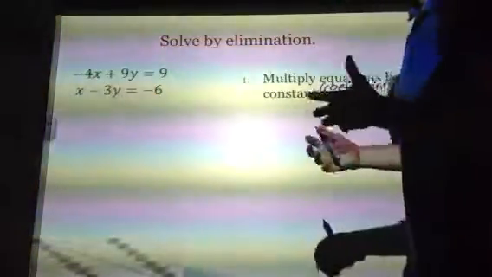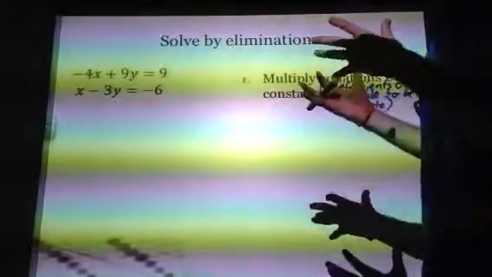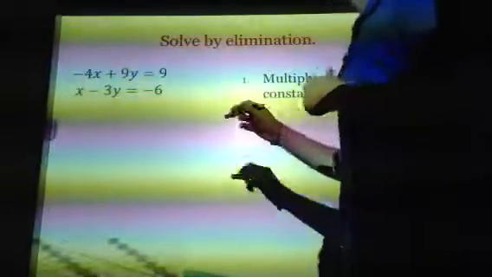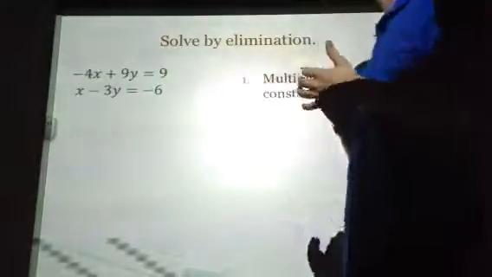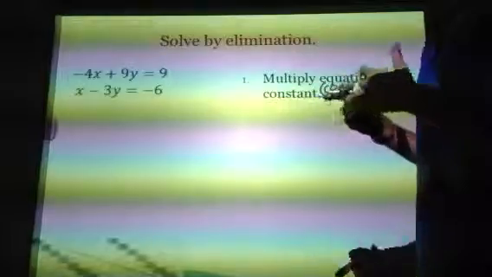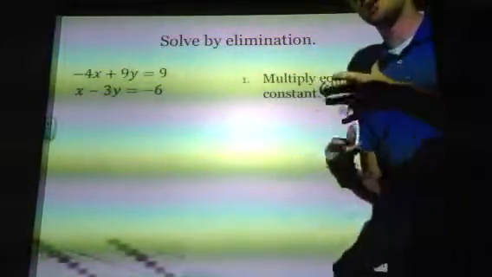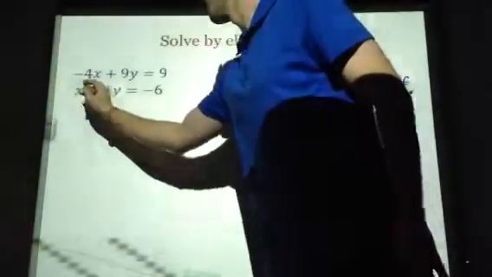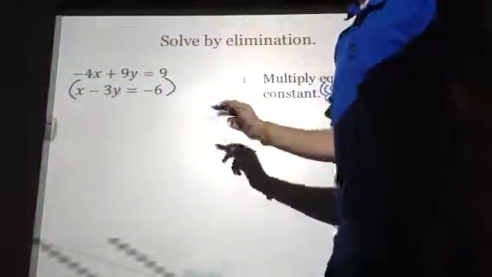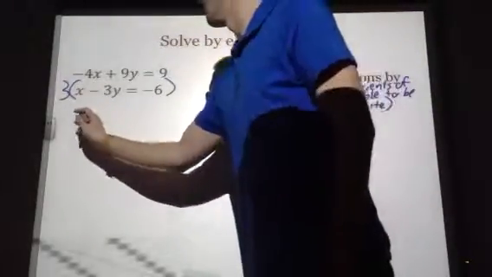Our x coefficient is negative 4. We can multiply the bottom equation by 4 and have our x coefficients be opposite. Our coefficient of y in the top equation is 9. We can multiply the bottom equation by 3 so that the coefficient of y in the second equation is negative 9 and they'd be opposite. Either way is fine. I'm going to go ahead and choose to cancel out the y's. So I'm going to multiply that bottom equation by 3.